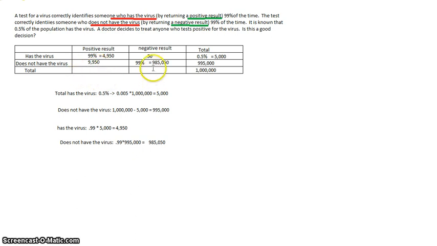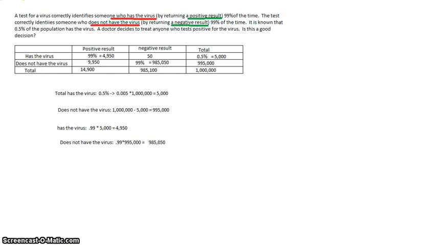Now we've got two more spots to fill out. We want to know the total number of people altogether in this column. So all we have to do is add these two numbers together. When we do that, we're going to get 14,900. Same with this one over here. All we have to do is add these two numbers together. And when we do that, 985,100. So now we've got the chart filled out.